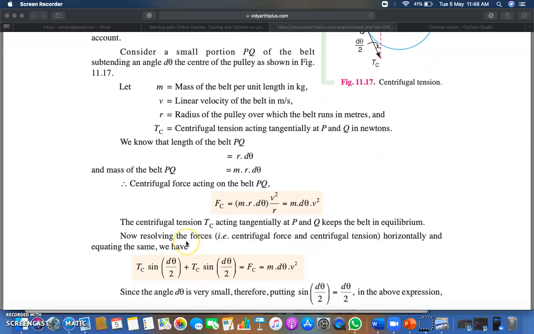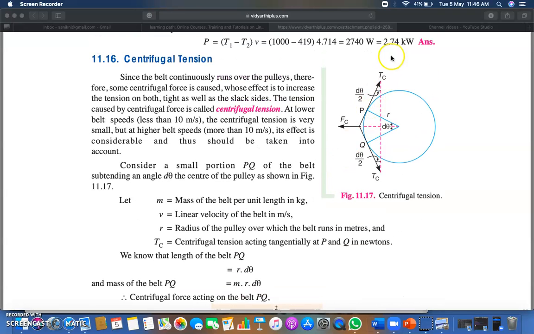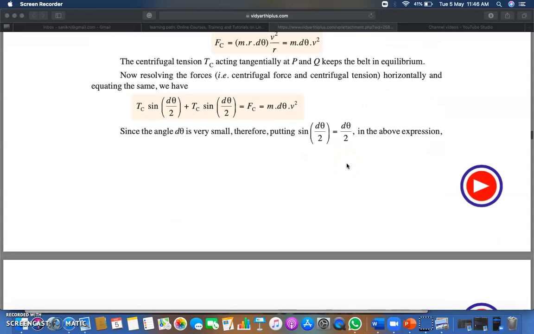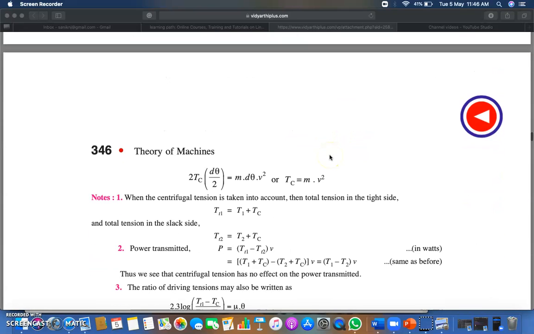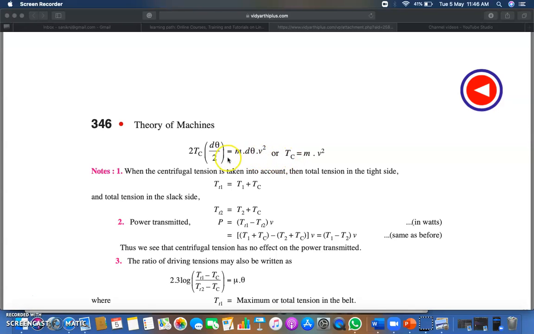Now resolving the forces in the horizontal direction, we get the equation Tc sine d theta by 2 plus Tc sine d theta by 2, which will be equal to Fc. As you can see here, this Tc and Tc together will be equal to this whole Fc value. Both sine components will be equal, and since d theta is very small, sine d theta by 2 will be equal to d theta by 2. Now putting this in the equation, we get Tc equal to m v square, which means the centrifugal tension in the belt will be equal to m v square.